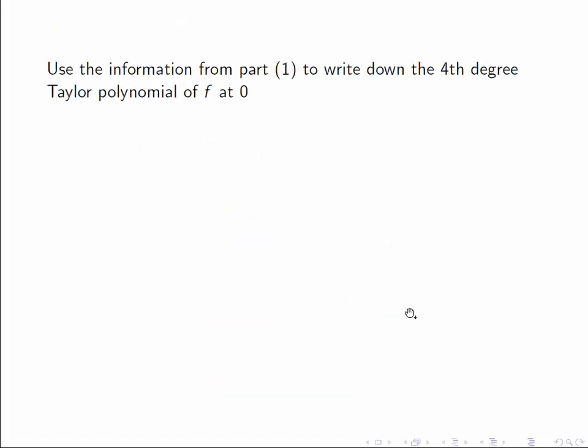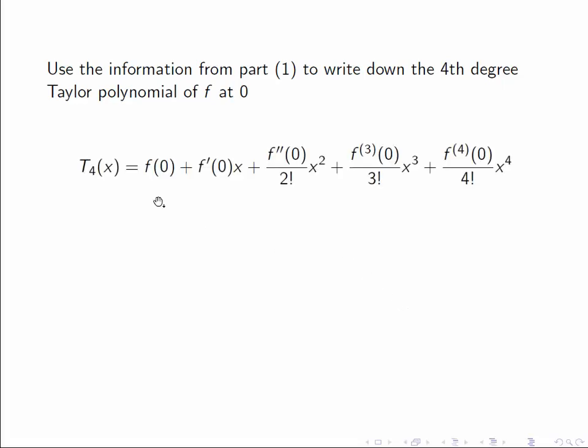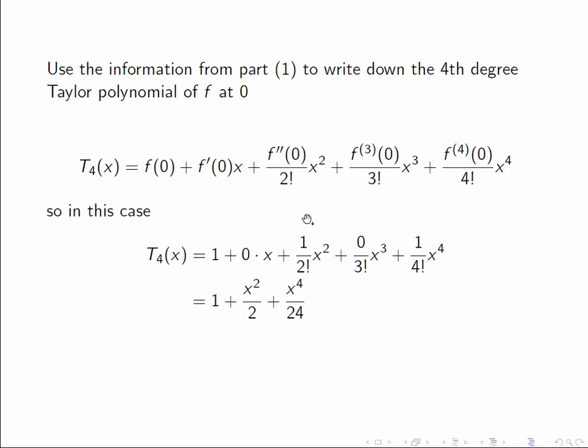So now we're going to write down the 4th degree Taylor polynomial of f at 0. The general formula for this is going to be f of 0 plus f prime of 0 times x plus f double prime of 0 over 2 factorial times x squared, etc., up to and finishing at x to the 4th. So we just substitute in the values we calculated on the previous slide.